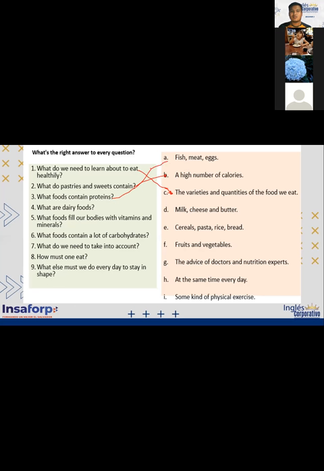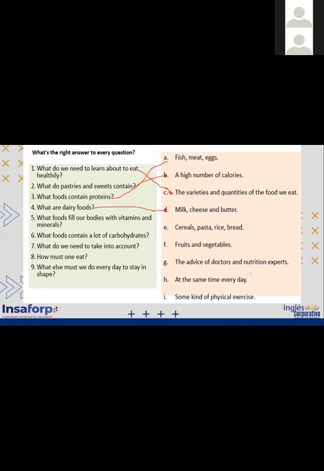Okay, cool. Number 4, what are dairy foods? Milk, cheese, and butter. Butter. Yes. Okay. Number 5, letter F, fruits and vegetables. Very good. Number 6, what food contains a lot of carbohydrates? Letter E. Cereal, pasta, rice, and bread.